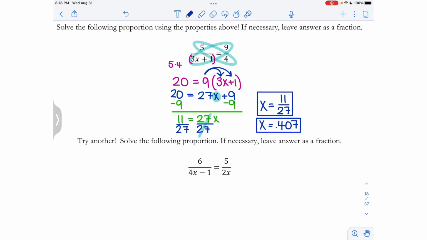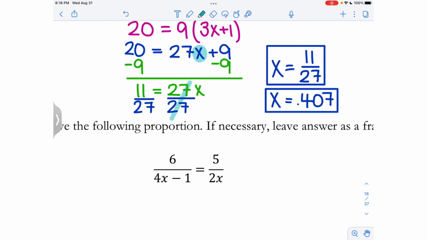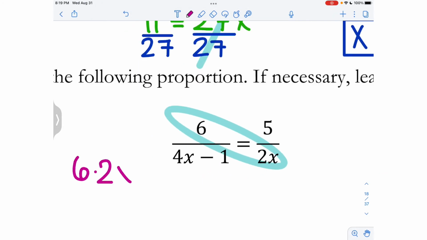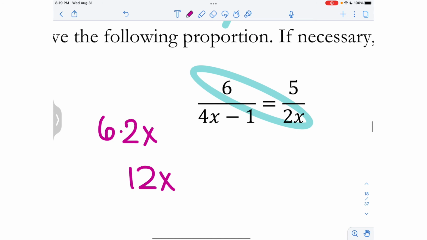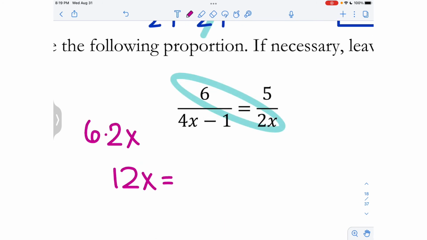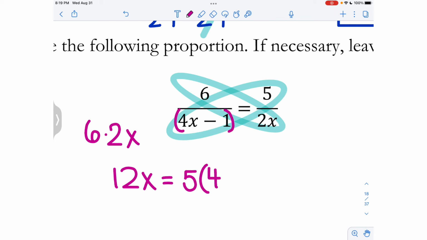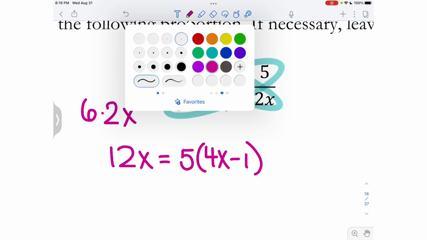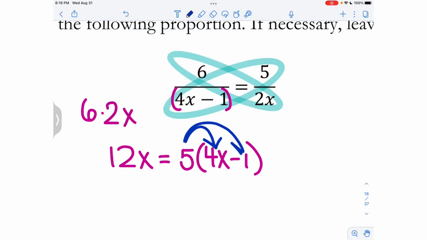Let's do one more together, and then you can practice. All right, 6 times 2x, that's 12x, equals 5 times the quantity 4x minus 1. I have to use parentheses because there are 2 pieces in this fraction. So just like before, I am going to distribute. 5 times 4x is 20x minus 5.